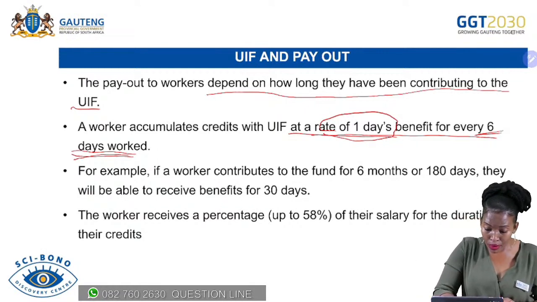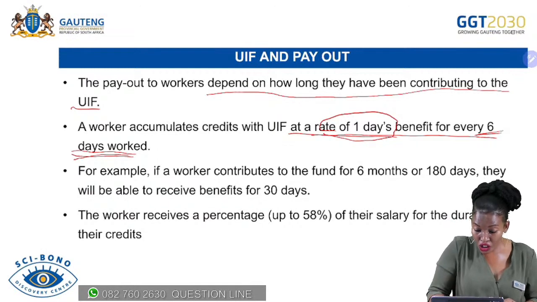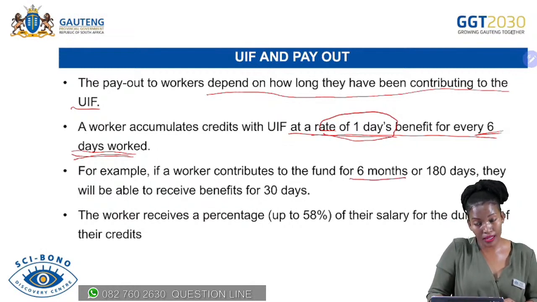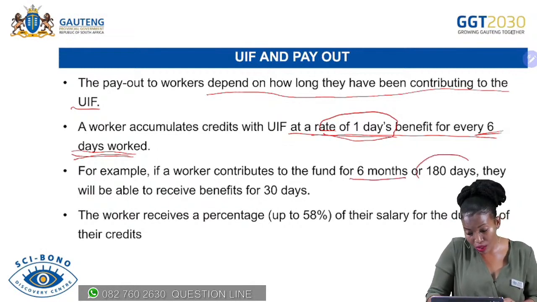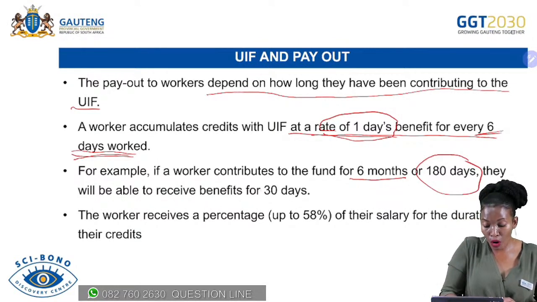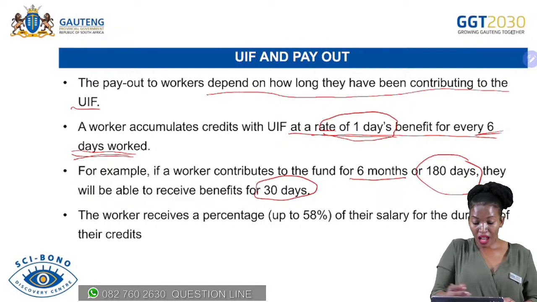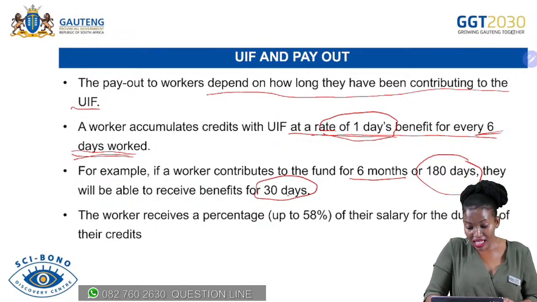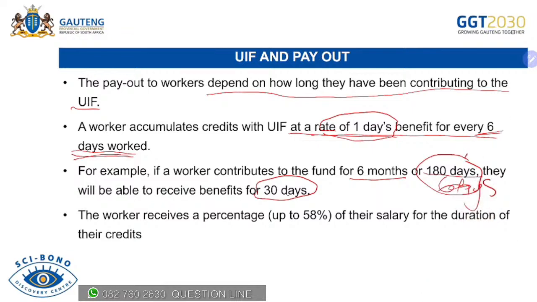So for example, if a worker contributes to the fund for 6 months, which is equivalent to 180 days, they will be able to receive the benefits for 30 days. How did we get this 30 days? You just said 180 days divided by what? Divided by 6 days. Remember, we are working with these 6 days here. So if you take 180 divided by 6, it will give you 30 days. 30 days, which is equivalent to 1 month.